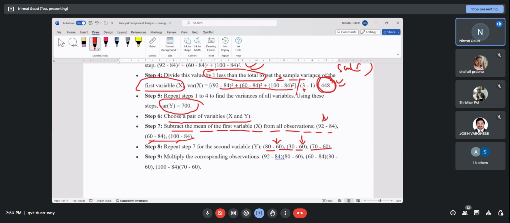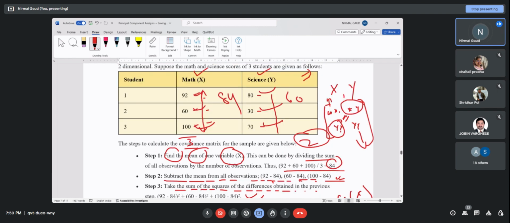And then multiply corresponding observations. That means 92 minus 84 into 80 minus 60, plus 60 minus 84 multiplied by 30 minus 60, plus 100 minus 84 multiplied by 70 minus 60. So you only have to perform multiplication of the corresponding values.